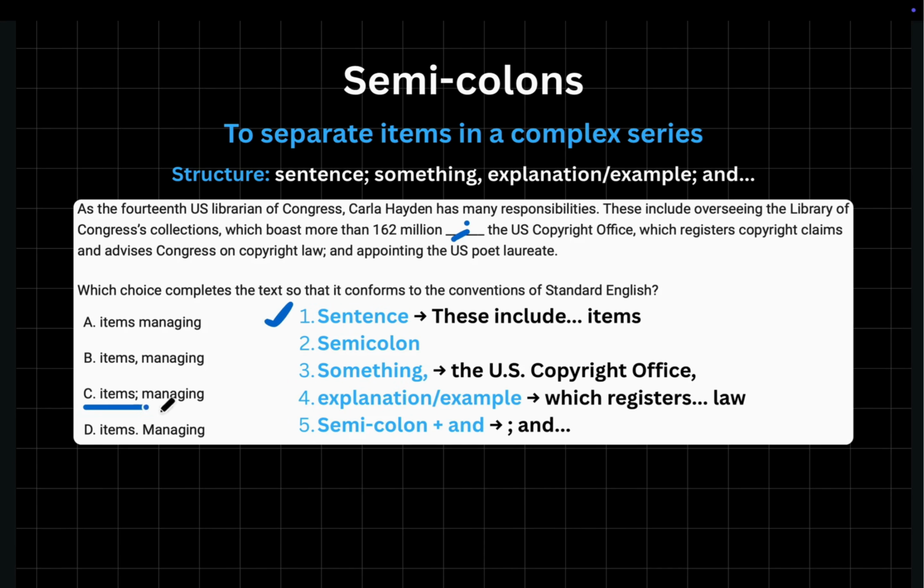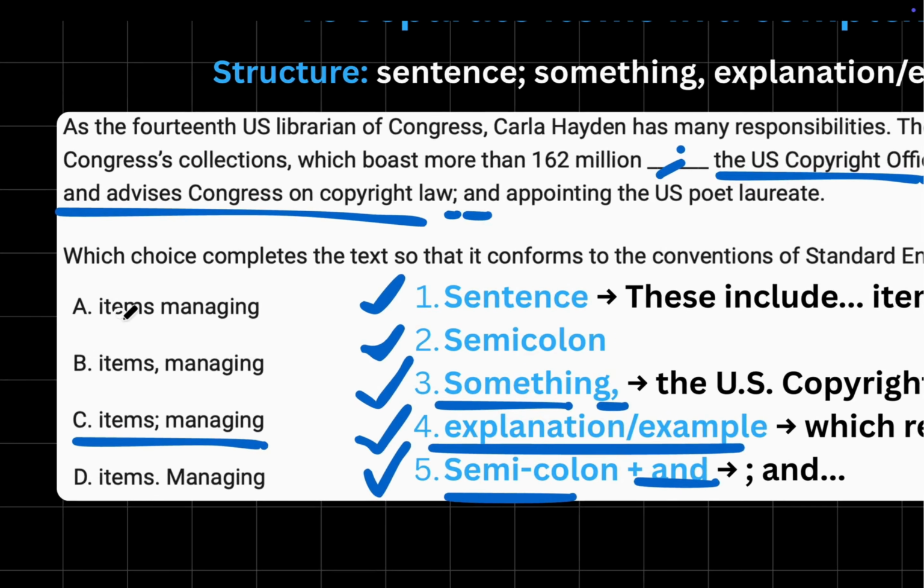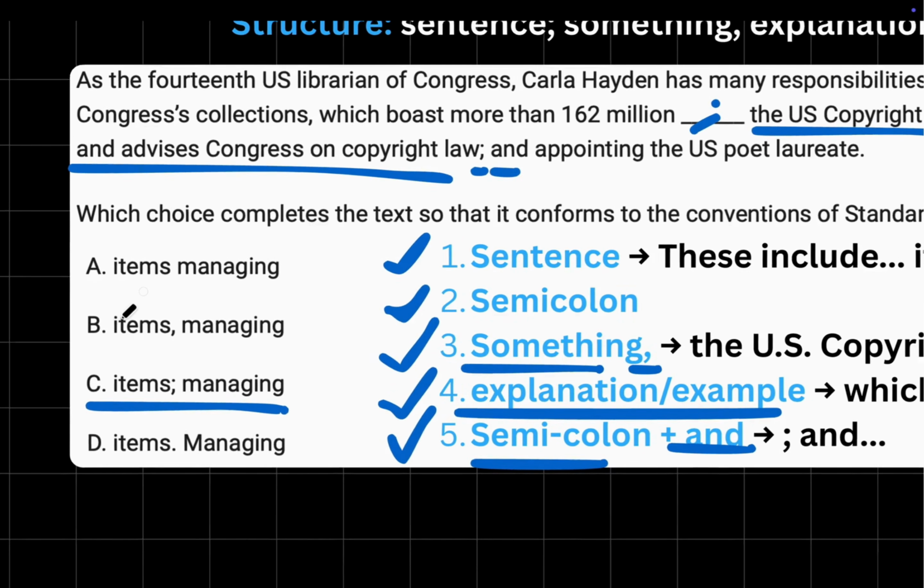So yes, the correct choice is the one with the semicolon, but I'll just continue with this example. Then there is supposed to be something and a comma immediately after it. So here it says "the US Copyright Office," comma. So that is the something and the comma after it. Then there is supposed to be an explanation or an example on that thing after it. So in here it explains what the US Copyright Office does. And lastly, there is a semicolon and the word "and" immediately after it. So that is basically how these complex series questions work. You can instantly pick the choice with the semicolon when you notice that it is a complex series question. However, you will see why I explained its entire structure soon.